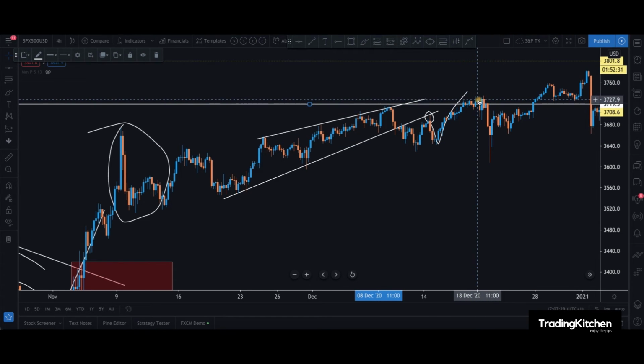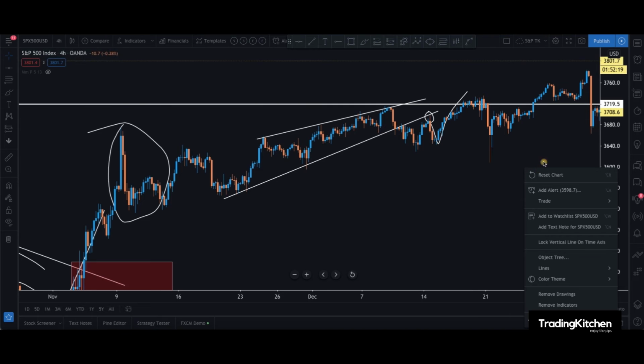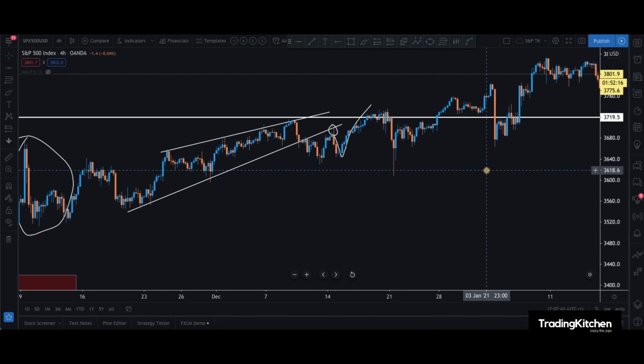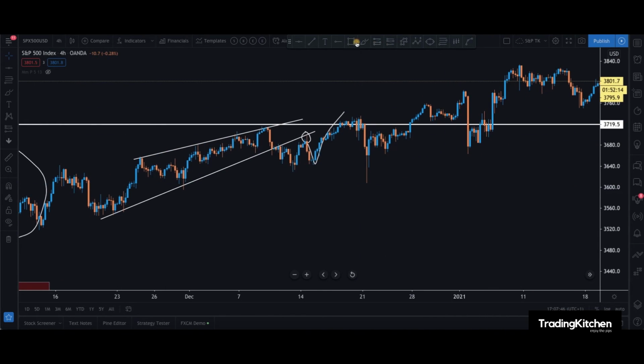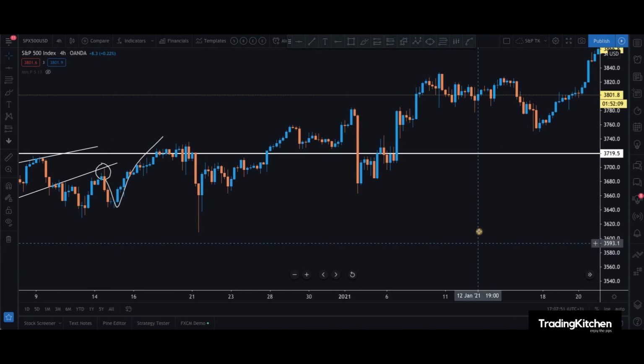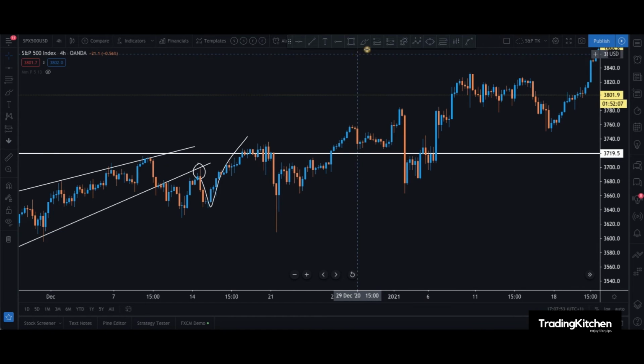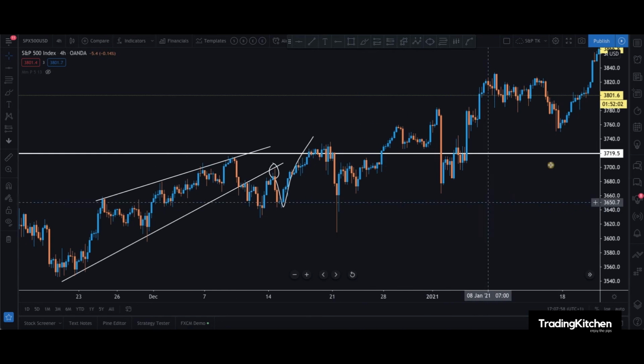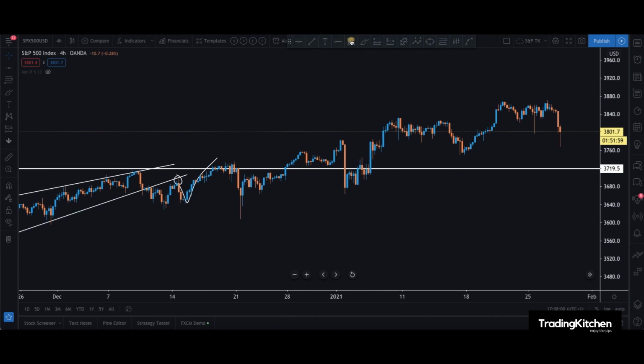This is a kind of manipulation. Institutionals know that we little people, little traders, put our stop loss here. Okay, it's a game. It's part of the game. Don't worry. The losses are part of the trading life. Let's move on. This is a channel.